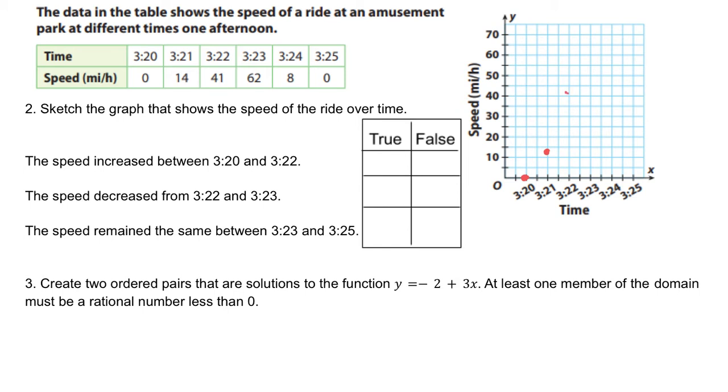3:22, 41 looks like it's right about there. And at 3:23 is 62. So 3:23, 62, somewhere around there. 3:24 is 8. 3:24 is a lot less, 8. And 3:25 is back to 0. So that ride must have been over. And I'll connect these because there were speeds in between these.